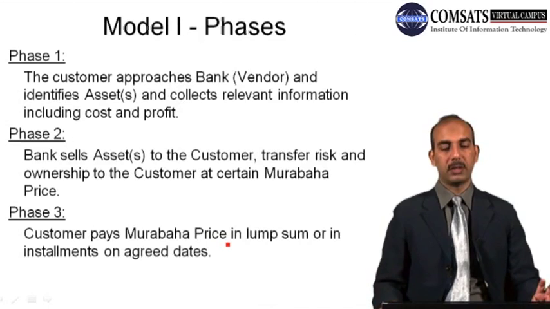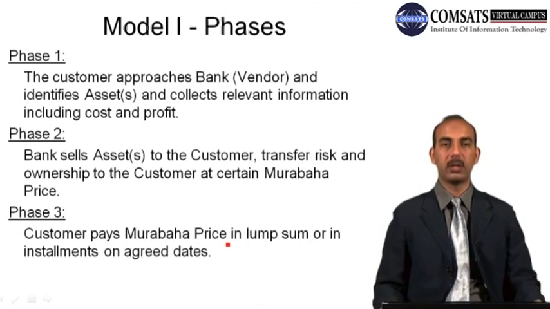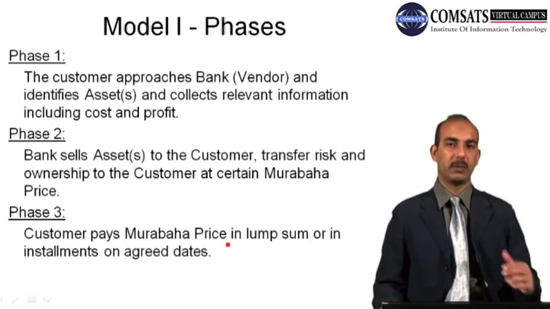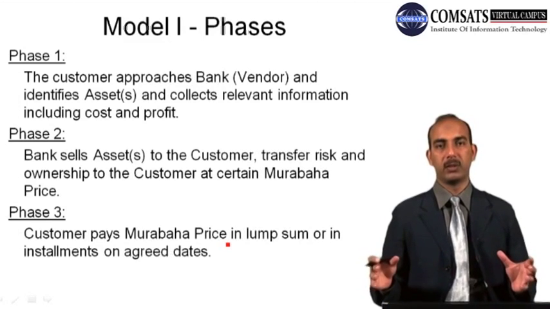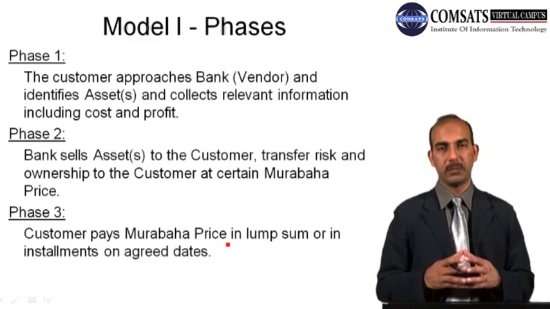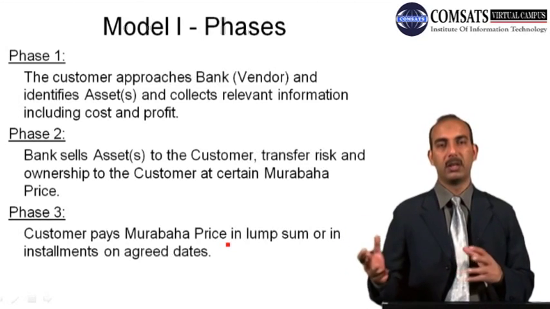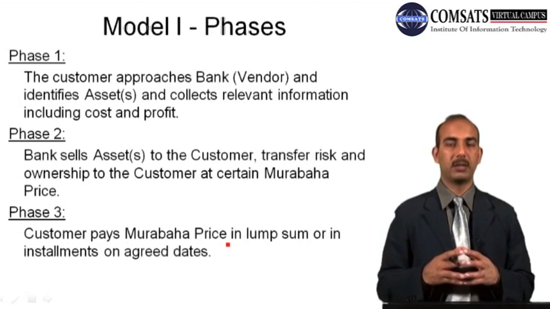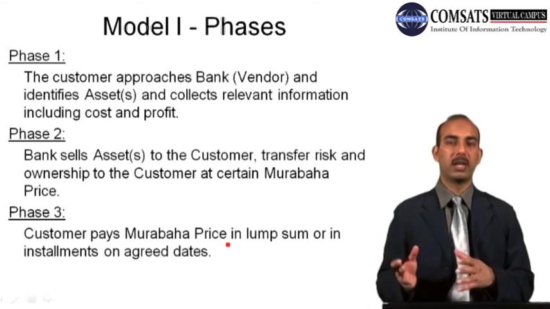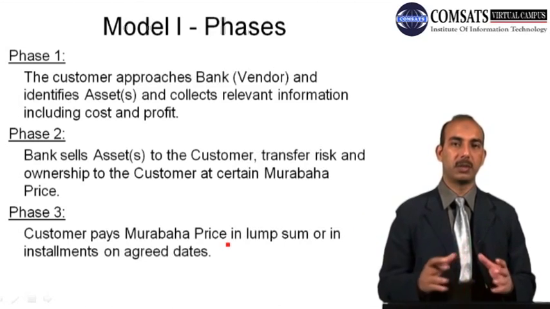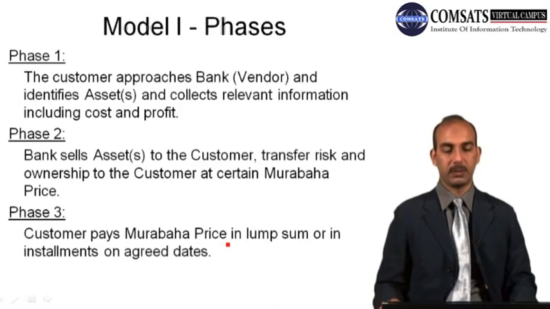And the first phase is that the customer approaches the bank as a vendor and identifies assets and collects relevant information including cost and profit. So at the first phase, the client will be contacting different vendors. If the bank has better options, if the terms and conditions of the bank are quite relaxed in comparison with other vendors, or the quality of assets the bank has is better than other vendors, the client might be willing to purchase the asset from the bank. So that is the first phase.